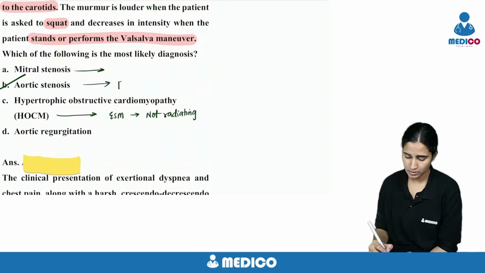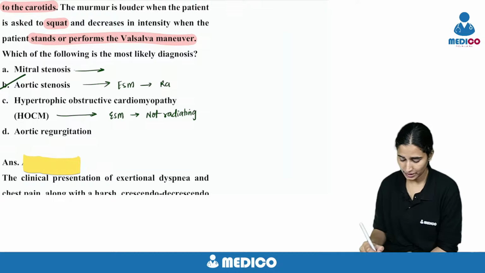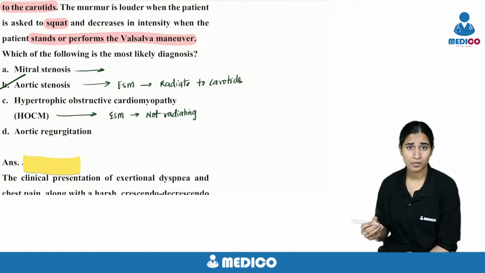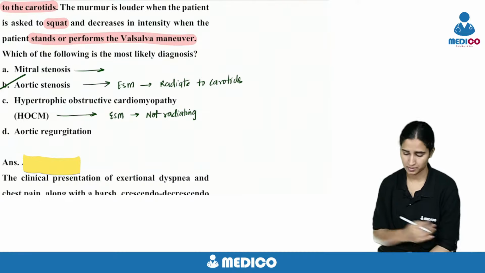Aortic stenosis is also an ejection systolic murmur. The exact murmur we have seen here is the ejection systolic murmur, and it will radiate to the carotids. And coming to aortic regurgitation, what is the type of murmur? It's an early diastolic crescendo-decrescendo murmur.